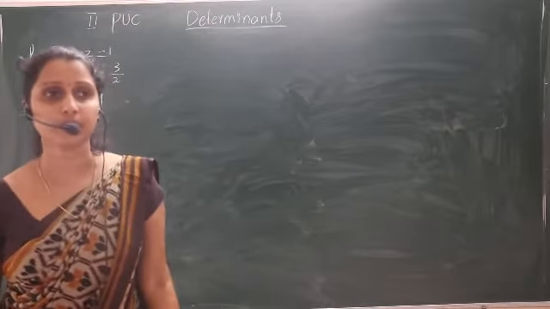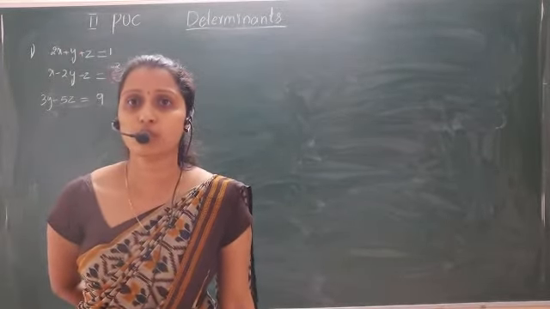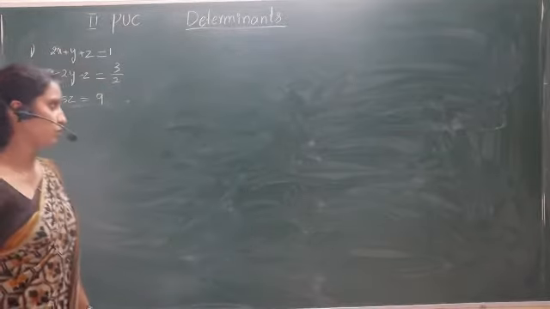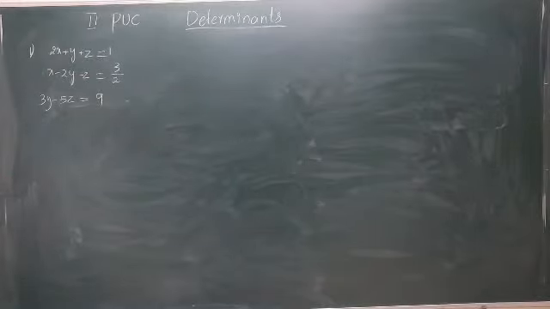Hello students, we'll solve the problem of finding the solution of a linear system of equations. So next one: 2x plus y plus z is equal to 1, and x minus 2y minus z is equal to 3 by 2, and 2x minus y plus 3y minus 5z is equal to 9. So now this is a system of equations.